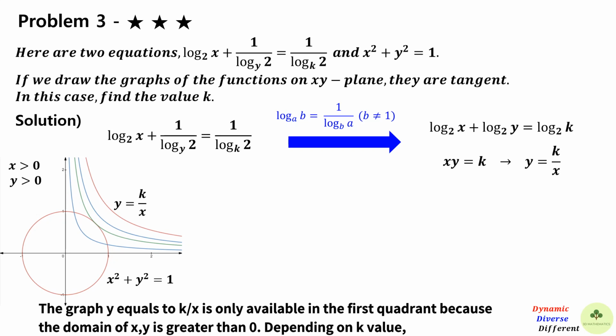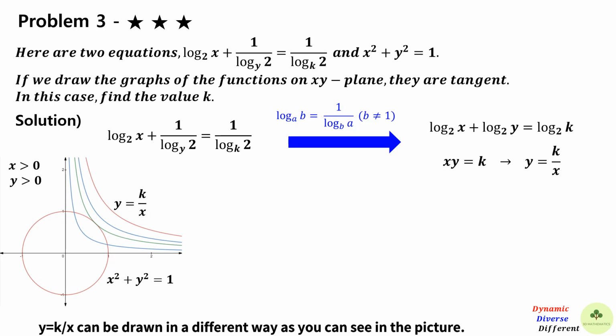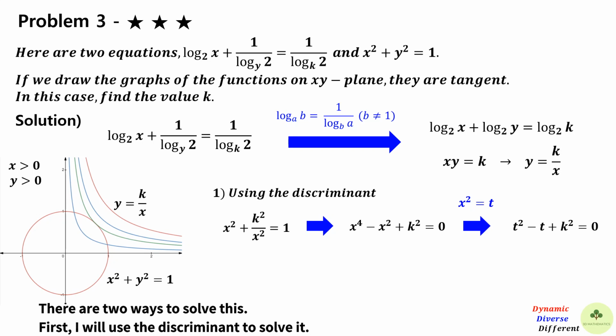The graph y equals k over x is only available in the first quadrant, because the domain of xy is greater than 0. Depending on k value, y equals k over x can be drawn in a different way, as you can see in the picture. There are two ways to solve this. First, I will use the discriminant to solve it.